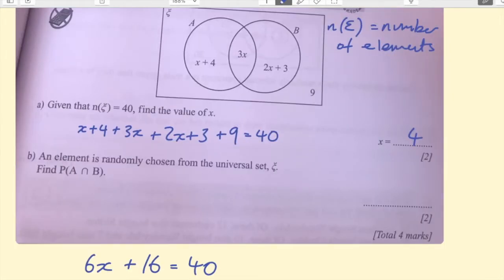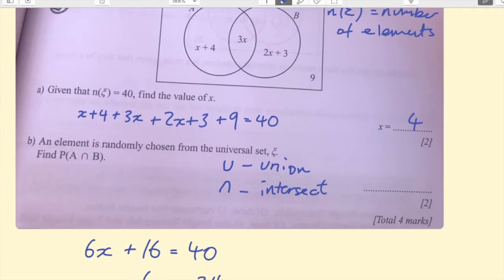Did you have a go at part B as well? No. Okay, so part B says an element is randomly chosen from the universal set E. Find the probability of A intersect B. These two symbols are commonly used in Venn diagrams, the U and the upside down U. The U means union, and that's everything inside A and B. And the upside down U is intersect, and that's everything inside the middle part of the Venn diagram, the intersection of A and B.